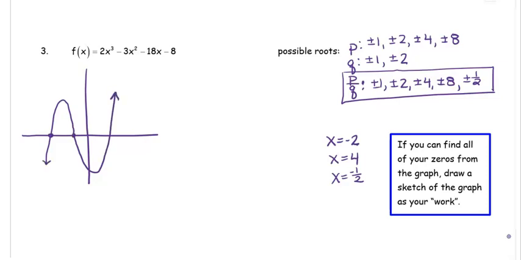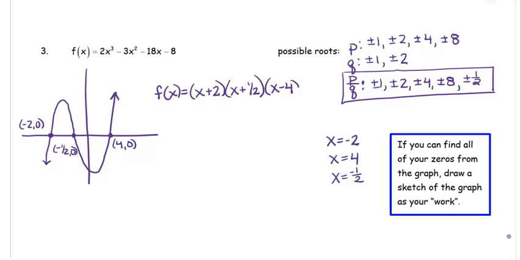And then you'll put in your x-intercepts. We had negative 2, 0. We had negative 1/2, 0. And we had 4, 0. And let's think about where this comes from now. The negative 2 comes from an x plus 2. The negative 1/2 comes from an x plus 1/2. And then the 4 comes from an x minus 4.